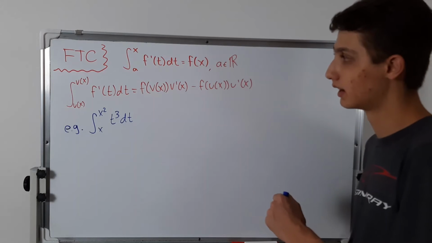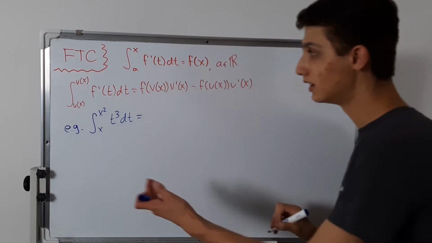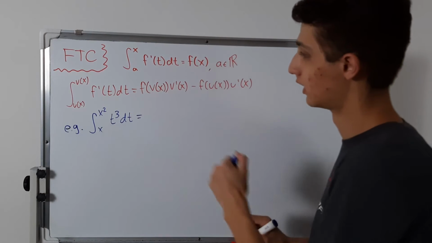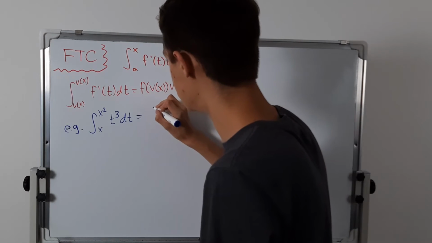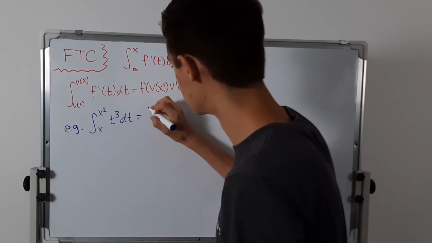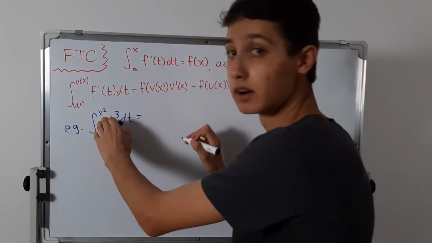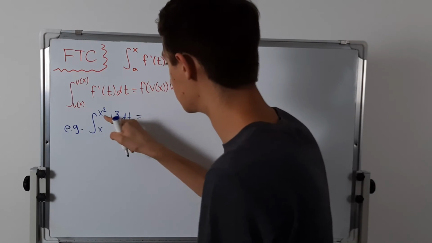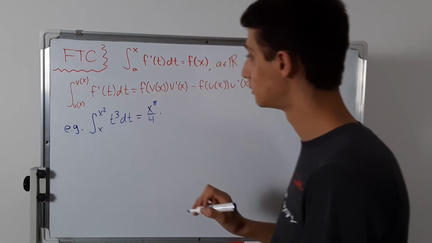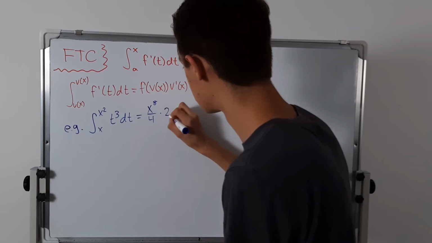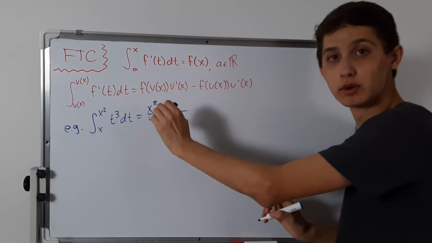So in this case, basically first you need to figure out what the integral of f prime is. So an integral of t cubed is going to be t to the fourth over 4. So instead of t to the fourth over 4, it's going to be x squared to the fourth over 4. So it's going to be x to the 8th over 4 times the derivative of x squared, which is 2x, minus, here we're going to have, again, t to the fourth over 4.